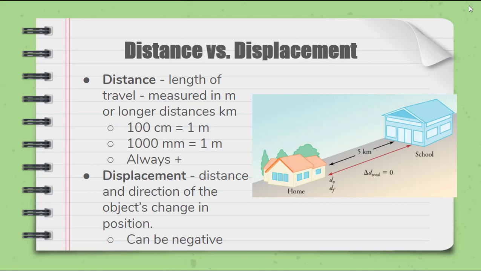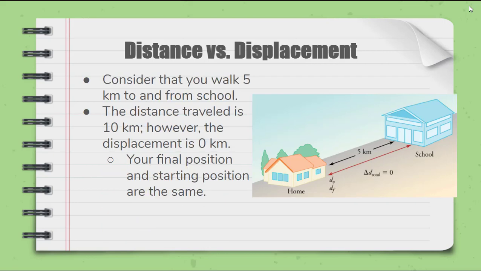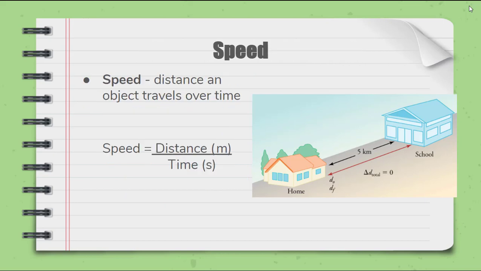Displacement can also be negative as well. Let's say I go 5 kilometers the opposite direction. Well, then my displacement would be negative 5 kilometers because I went the opposite way. But I'll say it again. Consider that you walk 5 kilometers to and from school. The distance traveled is 10, however, the displacement is 0 because your final position and starting position are the same.